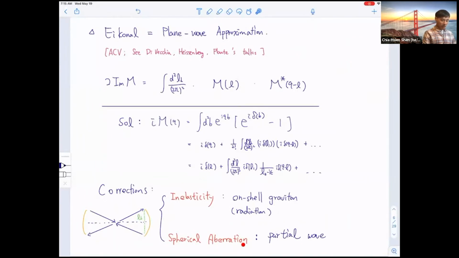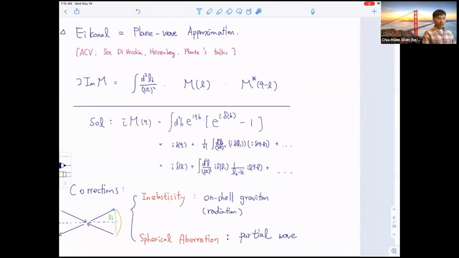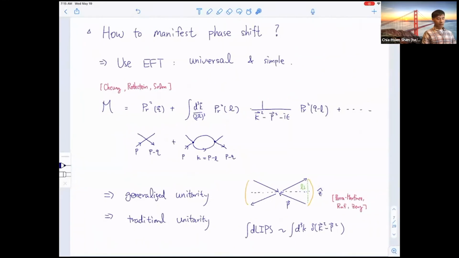So there's a part coming from this spherical aberration, an analogy I learned from Simon Caron-Huot. So we need to take the full partial wave into account. So the question is really, how do we do this efficiently from the scattering amplitude? So the idea is to analyze this problem using effective field theory. And the nice thing about EFT, of course, is that it's universal and it's simple. And in particular, by considering the conservative EFT, we don't have all this inelastic part. So we can just literally focus on this spherical effect.